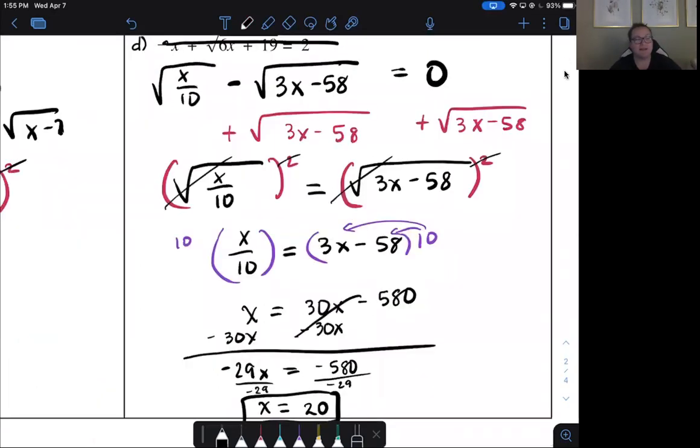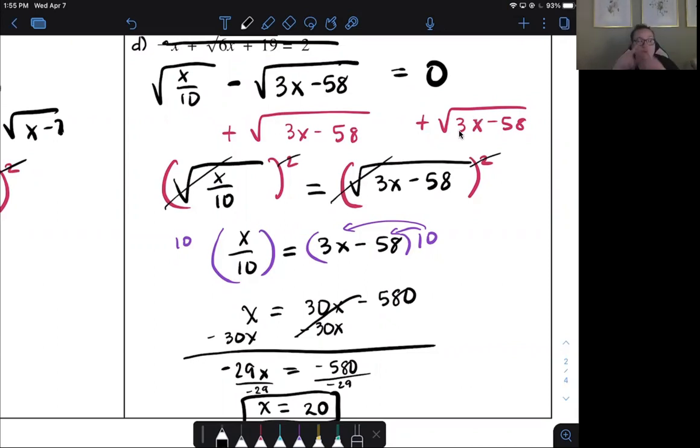So hopefully you added the square root of 3x minus 58 to both sides. Then you squared both sides. And then to get rid of the x over 10, I multiplied both sides of my equation by 10, and that just canceled the x divided by 10. I subtracted 30x from both sides, divided by negative 29, and I got x equals 20.